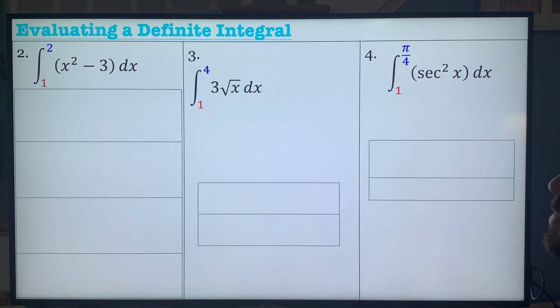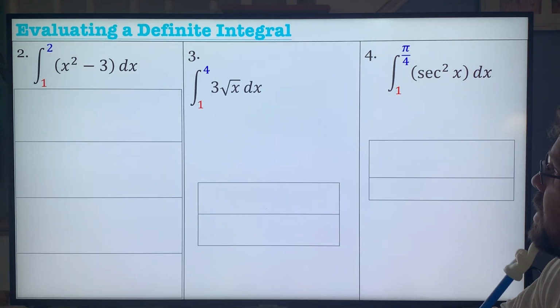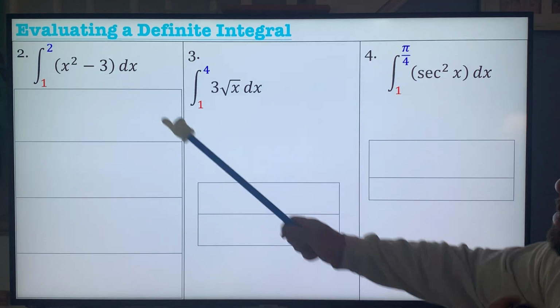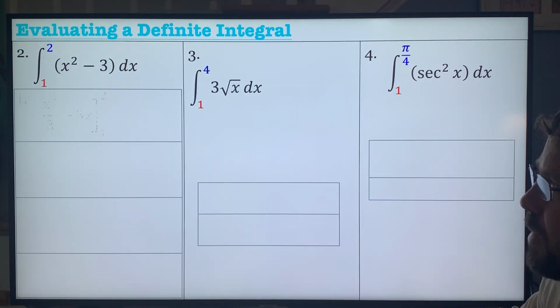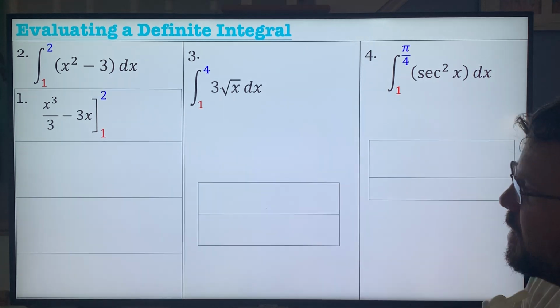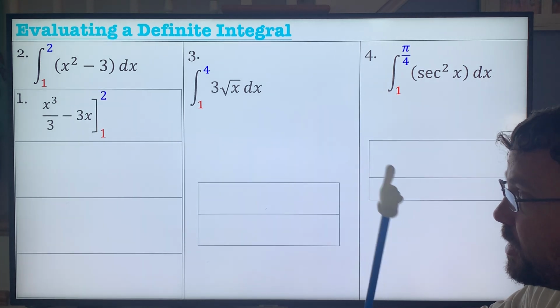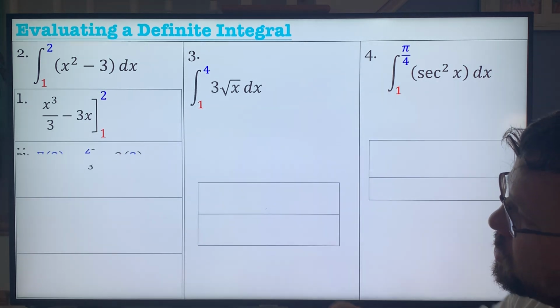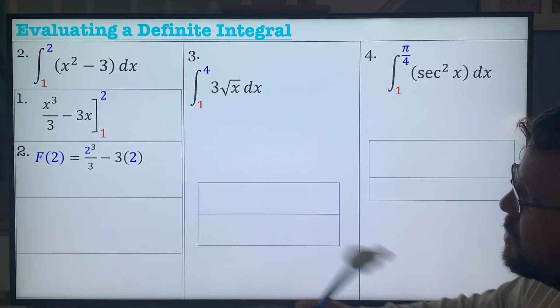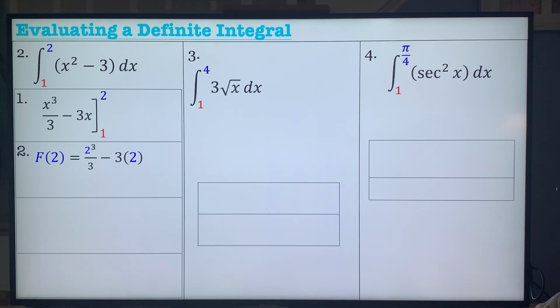Going over this. So first one, evaluating a definite integral in a row. So we'll work through row number 2 together, then you guys are going to do tons on your own. Step 1 is what? Integrate. So you got x cubed over 3 minus 3x from 1 to 2. Notice the bracket now. All right, so we have to find f of b first, right? So f of 2 is 2 cubed over 3 minus 3 times 2. All right, now it's just calculator work.